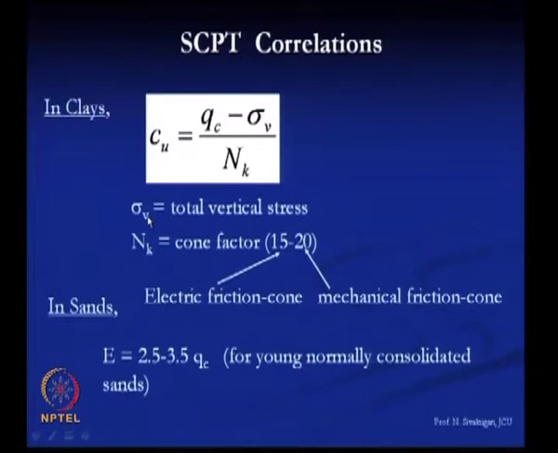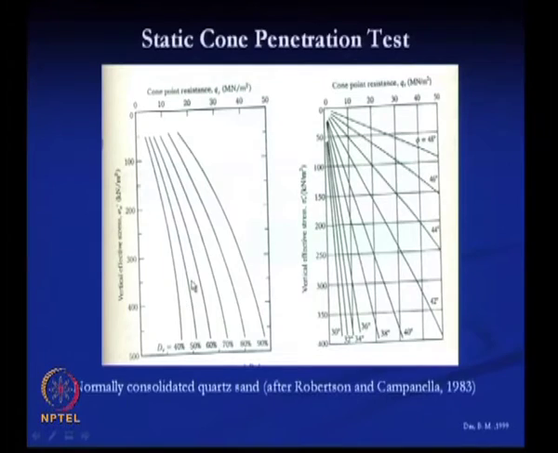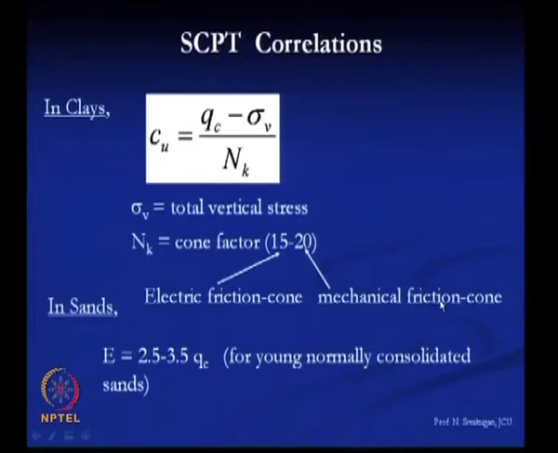Here, sigma v is the total vertical stress and Nk is the cone factor, depending upon the type of cone we are using. These cones are basically of two types: one is the electric friction cone, another is the mechanical friction cone. If we use the electric friction cone, then the Nk value is 15. If we use the mechanical friction cone, then the Nk value is 20. So, if we know the total vertical stress and the type of cone, we can use the Nk value.